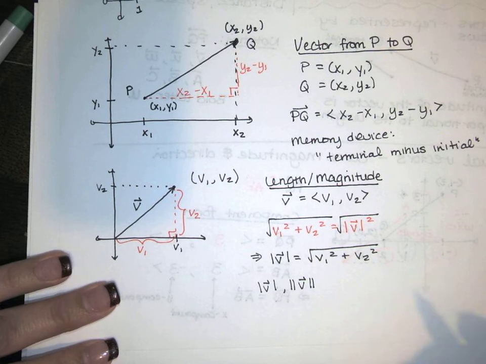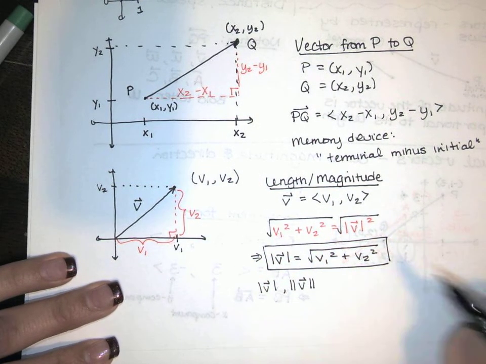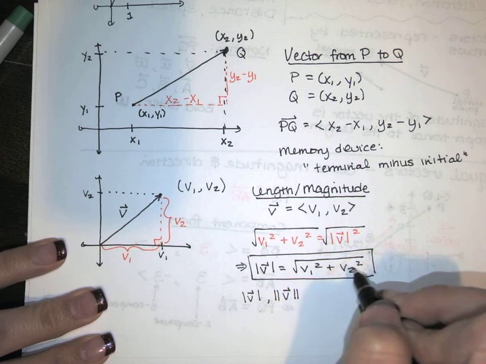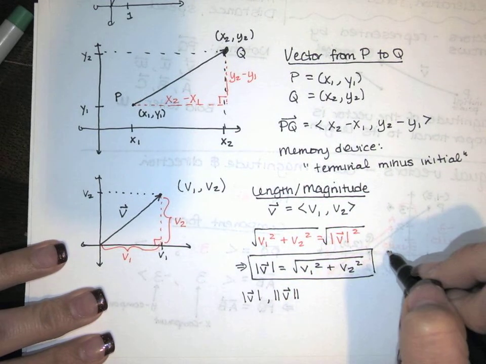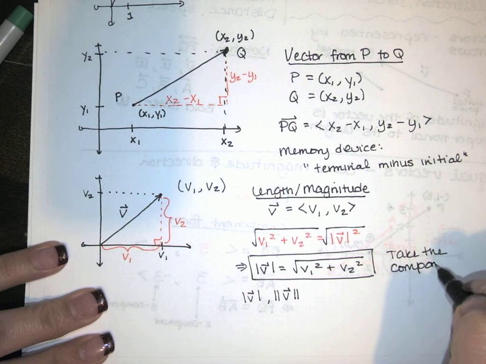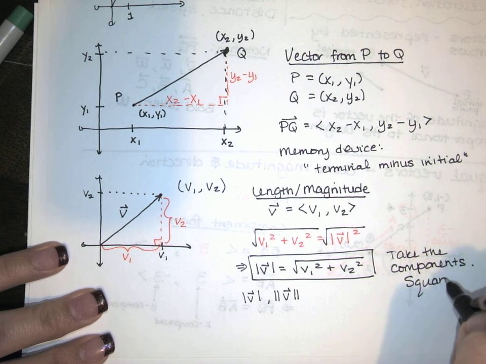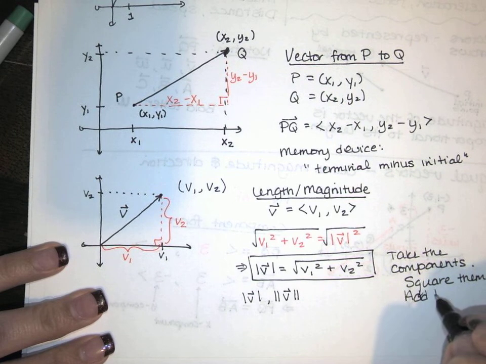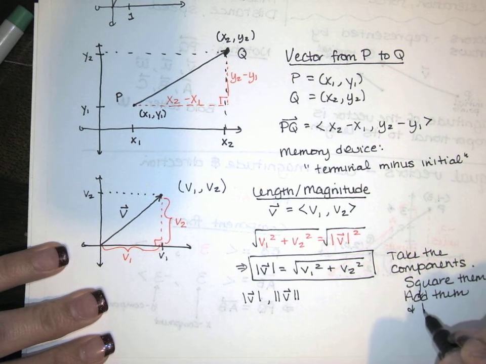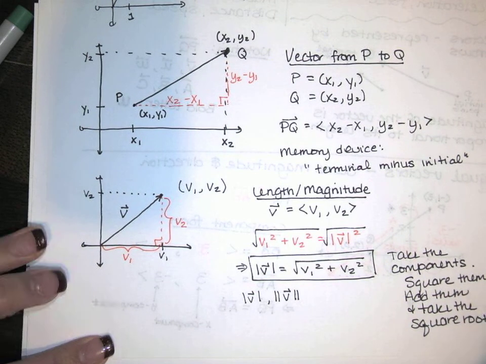So if I want to find the magnitude of a vector, I just do this. Magnitude or length of a vector. So I'm taking the components of V. And this is what I say to myself every time. Square them, and then add them, and take the square root. That's it. Very easy.